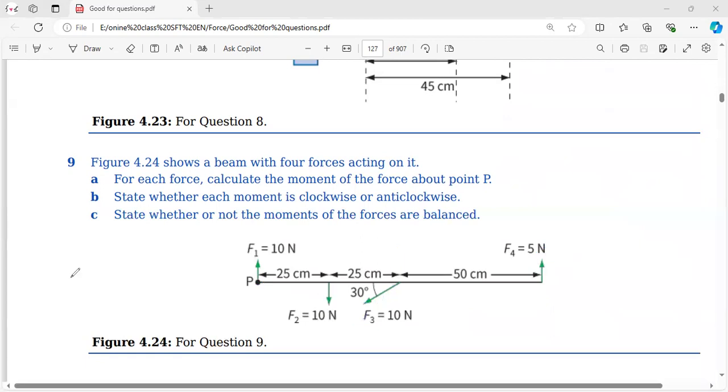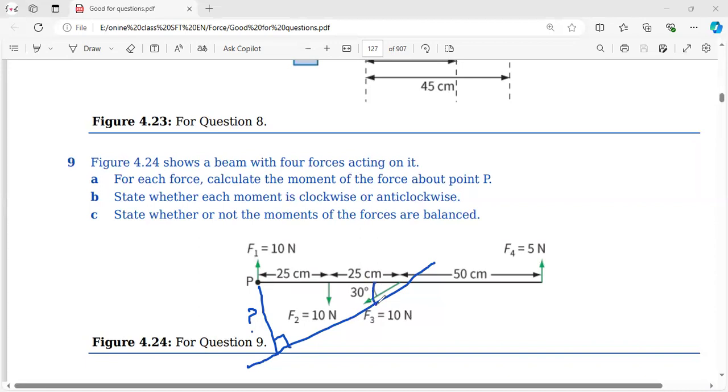Now, however, there's a problem now. When you want to find out that clockwise moment, you can easily find out 10 multiplied by 25 divided by 100, right? However, what is the distance? Now you can see this is the line of action of the 10 Newton and this is the perpendicular distance. Then what about the 10 Newton in the F3? This is the line of action and this is the perpendicular distance.